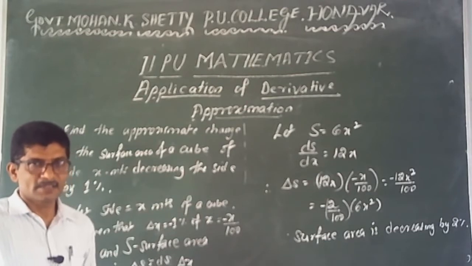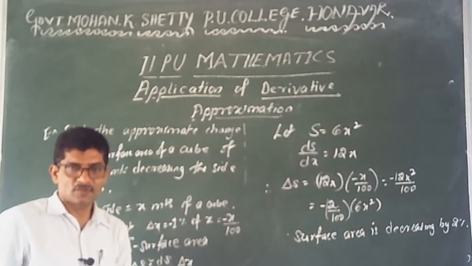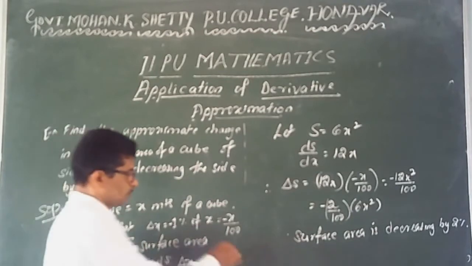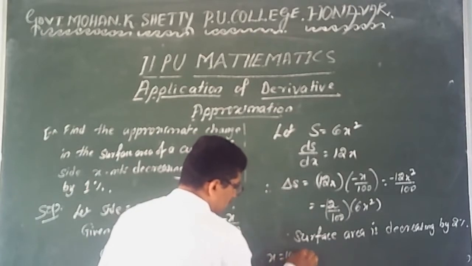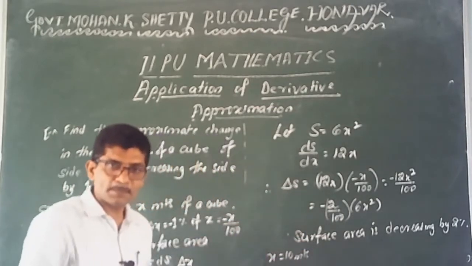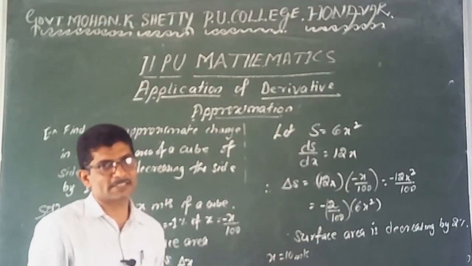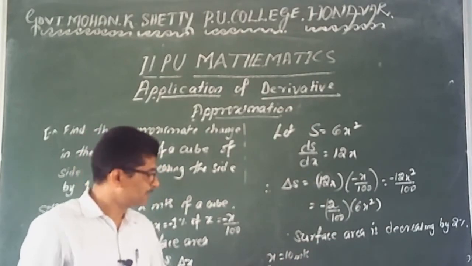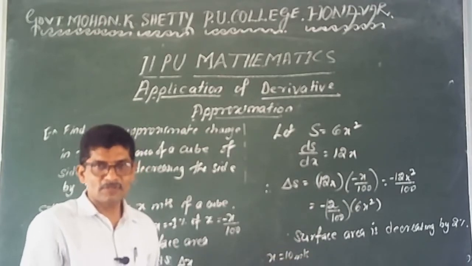It's clear. Then suppose x, the side, is equal to 10 centimeters or 10 meters. Suppose you take side x equal to 10 meters. It is decreased by 1%. Then find the surface area change or the volume change.